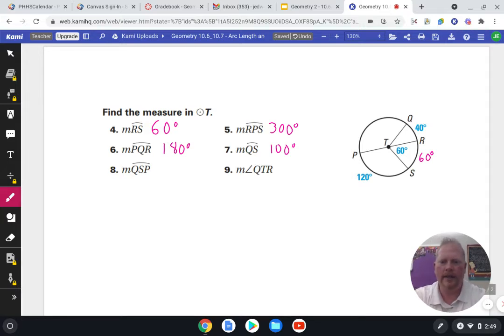All right, almost done here. The measure of arc QSP. So that means we start at Q, go around to point S, and then end up at point P. So that's quite a big arc there. So I know from R all the way around to P is 180. So I can just take that 180 and add that 40 to it, and that would give me 220.